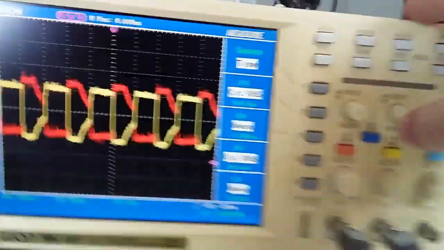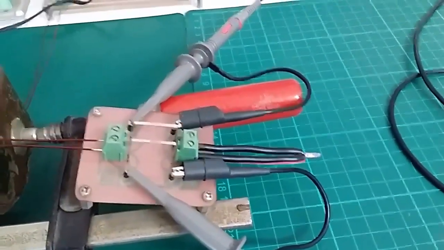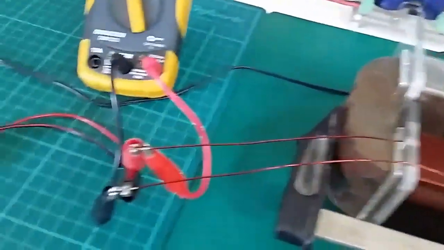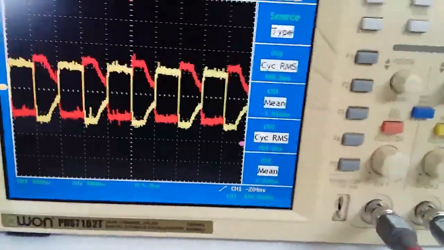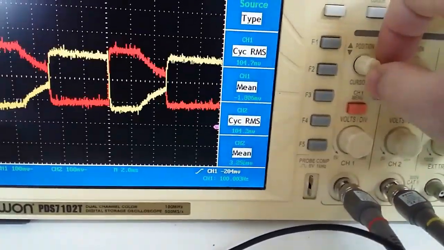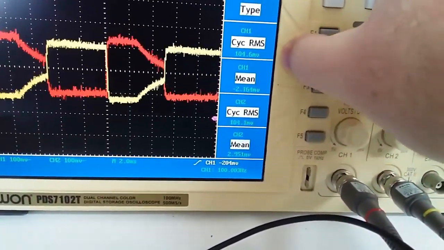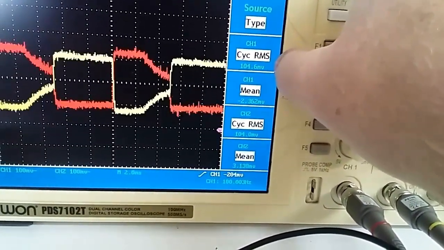This is our current. We've still got our probes on the current block there, and we've still got the same setup. Throughout, the whole setup is still the same. We haven't changed it. So probes are on the current block. That is our current waveform. I'll expand it out a little bit so we can see a bit better. Again, these are milliampere range, so cyclic RMS.